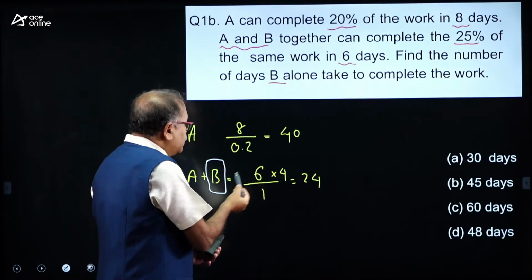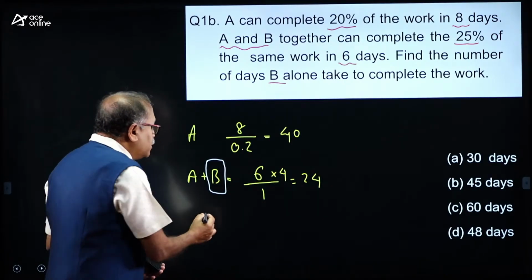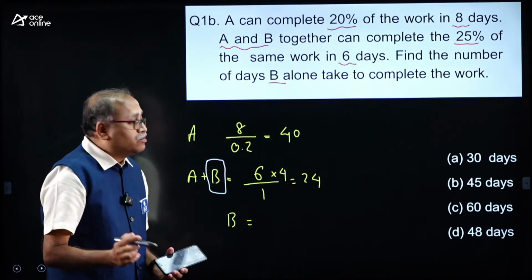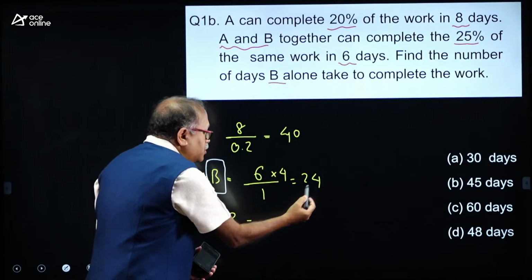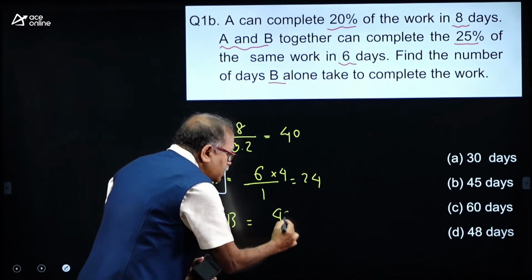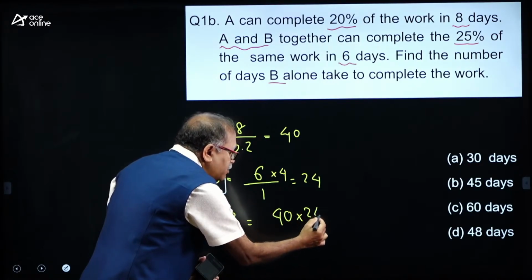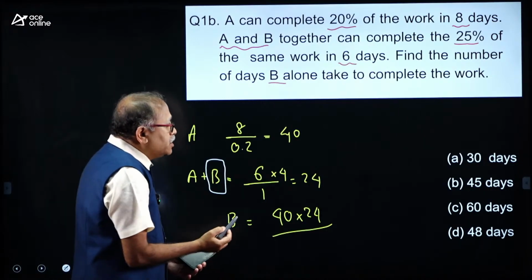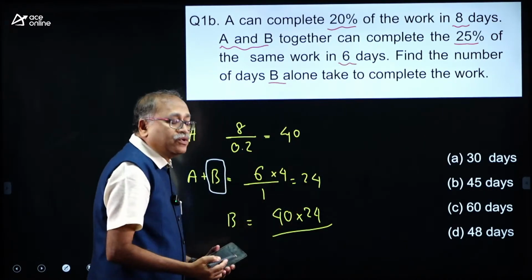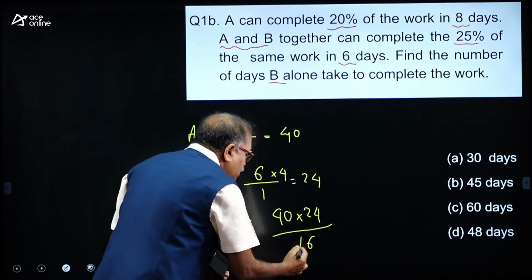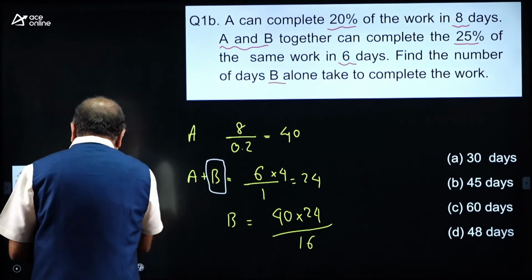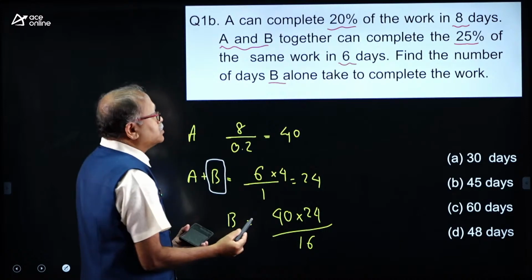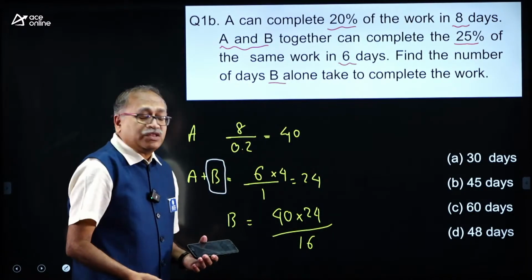Now, I need B alone can complete the work in how many days? So, that is 40 into 24. Look at this one, my dear friends, with the minimum possible writing: 40 into 24 divided by 40 minus 24, which is 16. Now you cancel this, your answer is ready. You can see that I have taken the previous year question. This is the question I prepared.